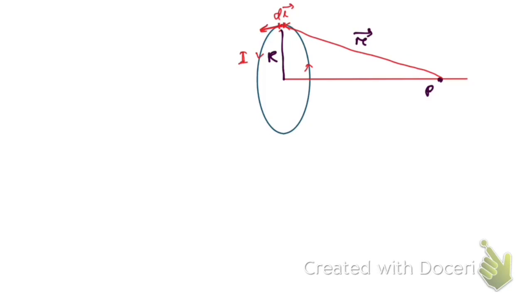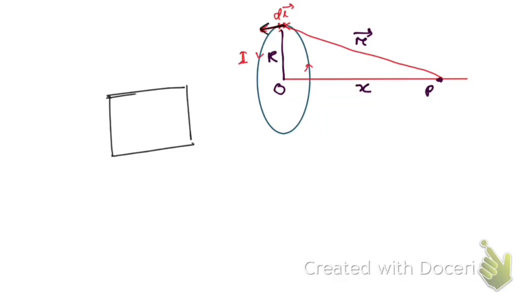And let me take the distance between the center and point P, where I need to find the magnetic field, as x. Now this direction of dl is not along this direction.